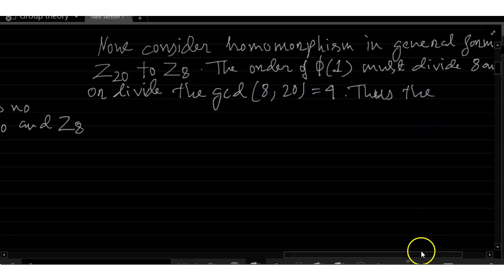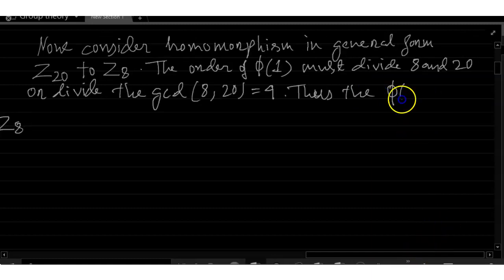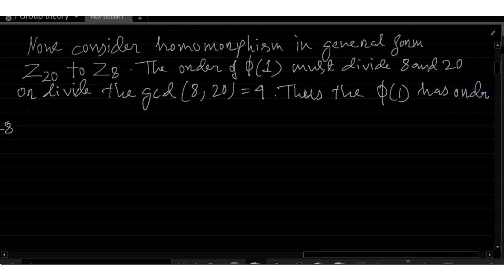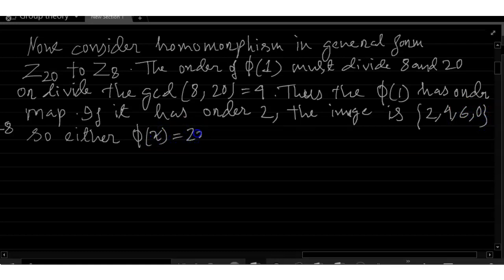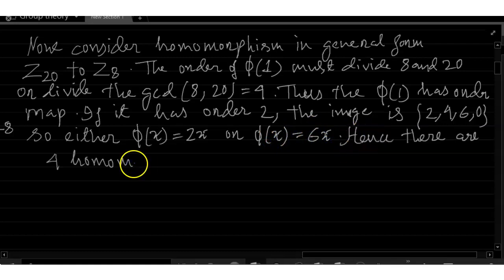Thus phi(1) has order dividing 4, so the image is 2 or 4 or 6 or 0, that is phi(x) equals 2x, or phi(x) equals 4x, or phi(x) equals 6x. Hence there are four homomorphisms from Z20 to Z8.